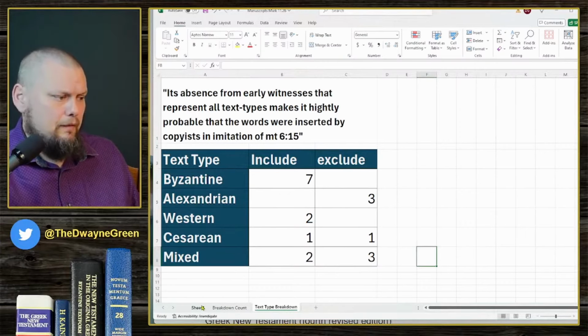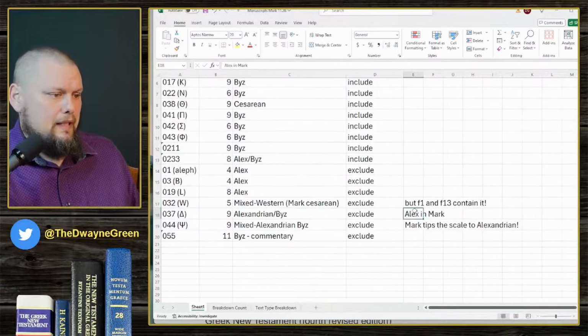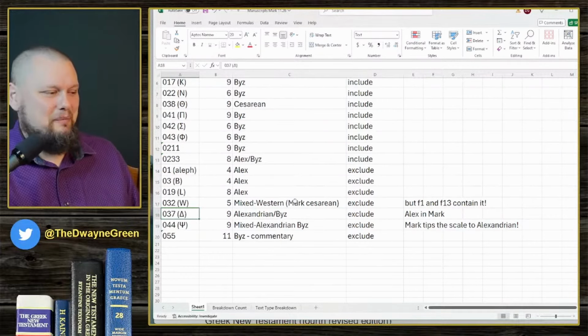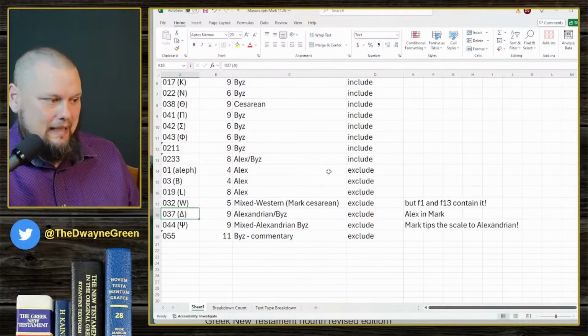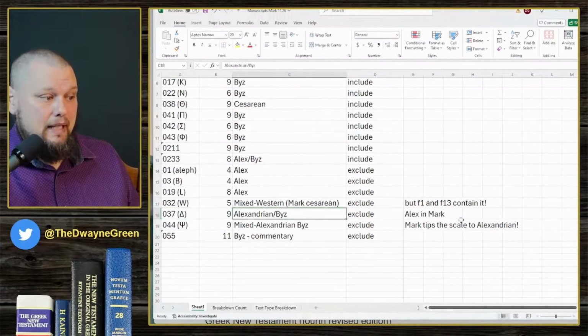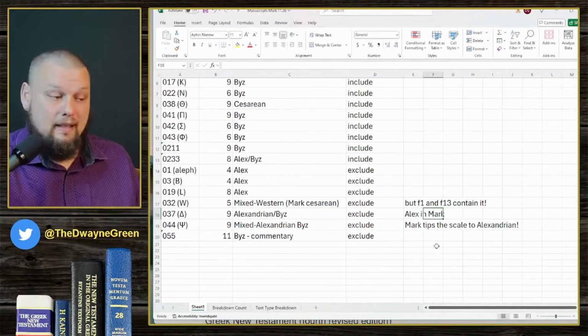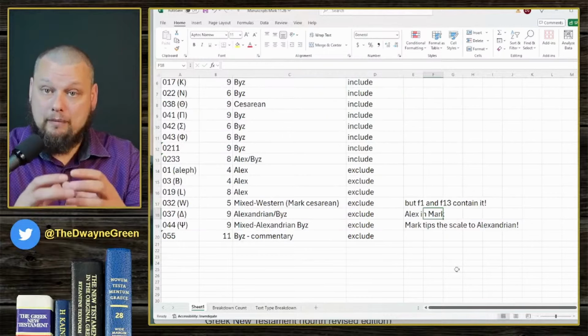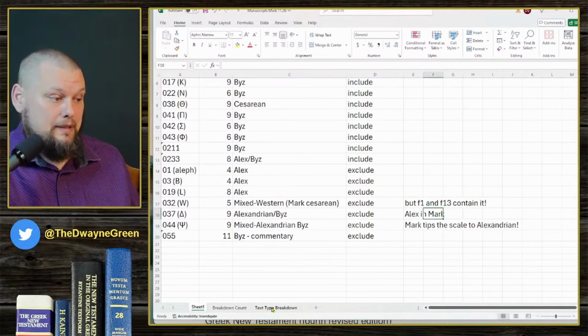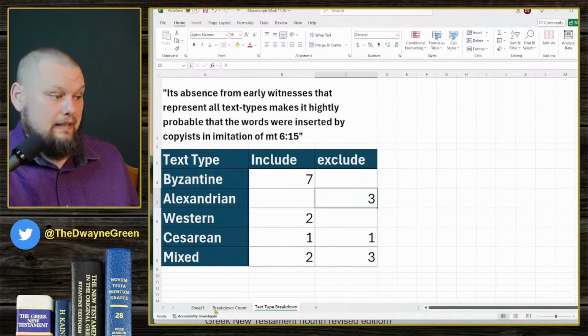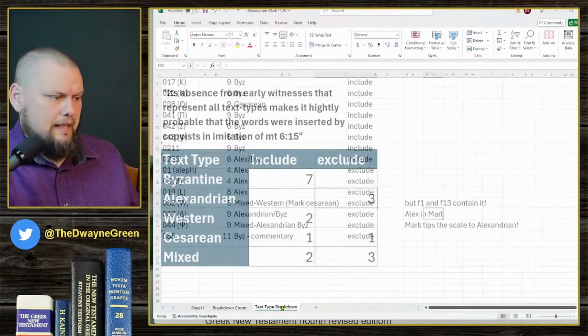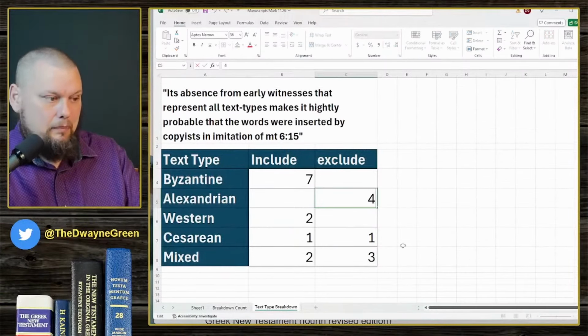Again, if we come back here, we can talk about the next one, Codex Delta. This is that really cool manuscript, which is like a Greek-Latin diglot. But it is a mixed manuscript. But then when you look at the articles and such, a number of people are considering Mark as Alexandrian, as that portion of that manuscript is considered to be Alexandrian. So we push that into the Alexandrian portion. I guess we could add a 4. Yeah, we could do a 4.